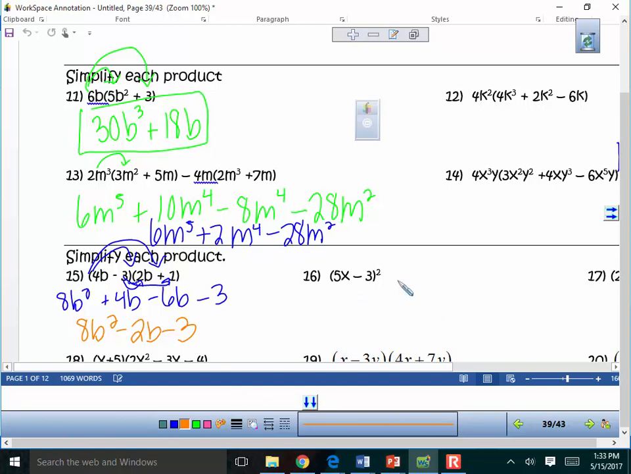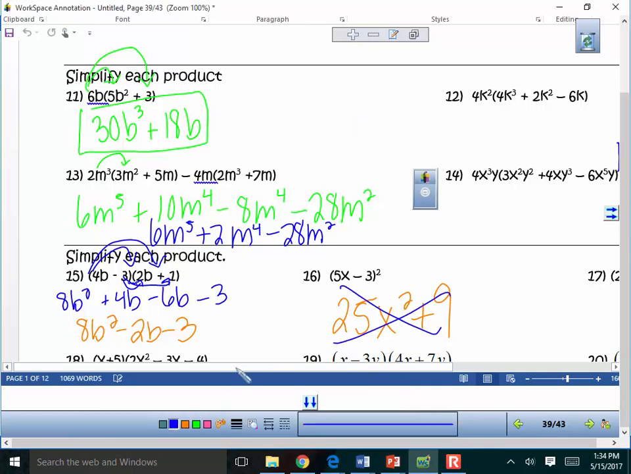On number 16, right? This is the most common mistake students make in math ever, okay? This is not okay. This is not correct. Anything squared is itself times itself. So I need to redo this. I need y'all to know that was wrong, right? You know that? Okay. This is 5x minus 3 times 5x minus 3.